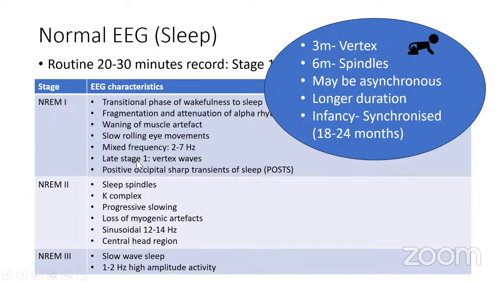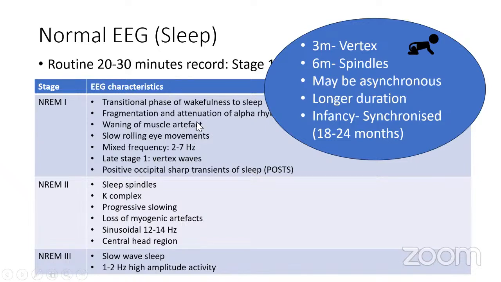The alpha frequency gets replaced by a mixed frequency, so we have theta, delta, a kind of mixed frequency. And towards the end of NREM1, we can start seeing the vertex waves. Because this topic is covering all the normal, rather than pointing it out separately, I will mention it right here that towards the end of NREM1, we can also appreciate something called POSTS, or the positive occipital sharp transients of sleep, which look quite sharp and spiky, may look abnormal, but are actually normal. They may or may not be found in everyone.